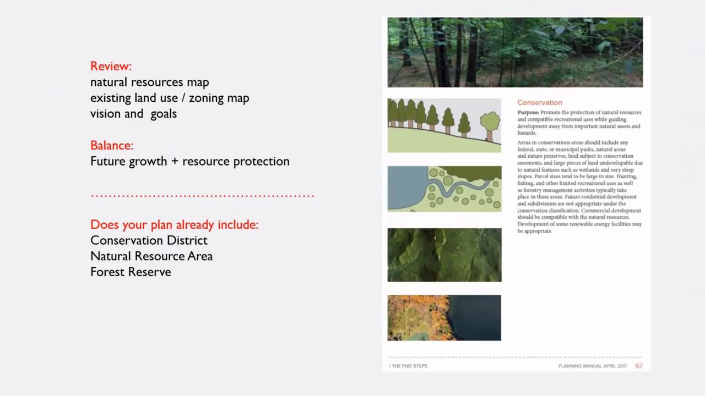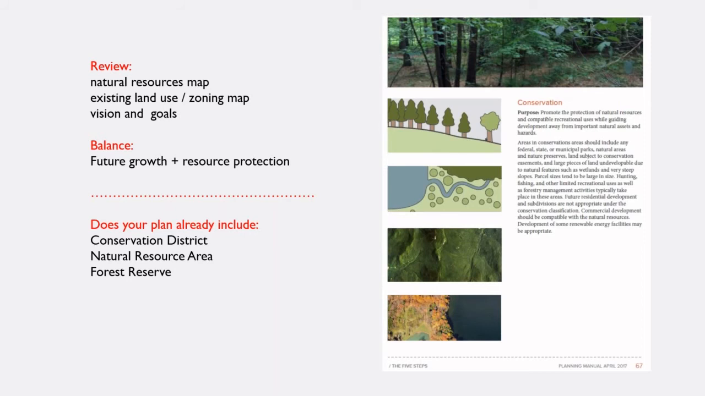And so as you're going through this process, I'm recommending that you review that natural resources map, or your series of natural resources maps, including those that include those forest block areas. You look at what your existing land uses are. You look at what your zoning says, and you also look at what your vision is for your community into the future and what the goals are that you've identified, not only for other areas of town, but also what your specific goals are for protecting natural resources, forest blocks, and wildlife habitats.